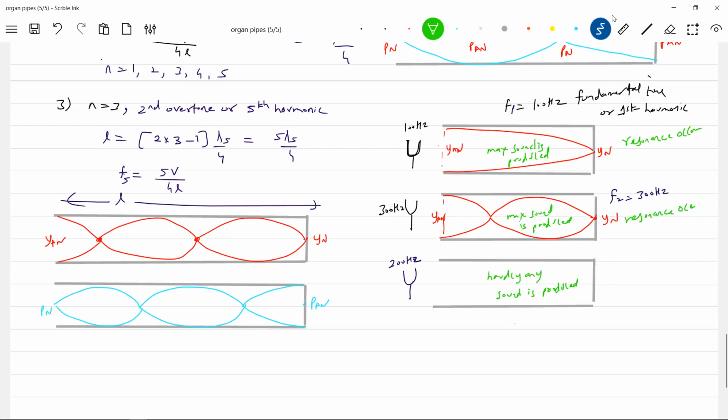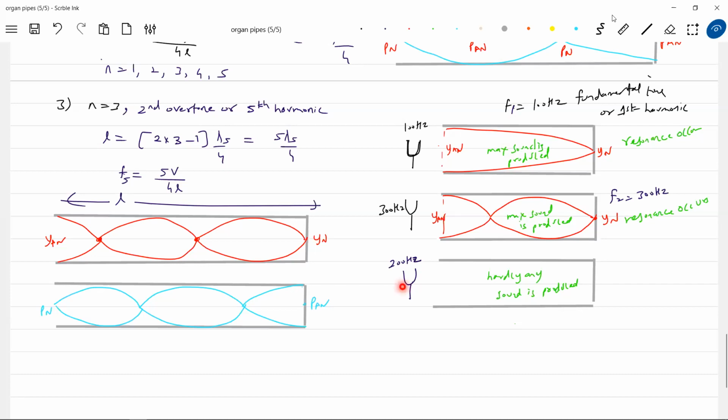So who will supply that energy? The tuning fork. There'll be maximum flow of energy. The tuning fork is vibrating, no? It will give that energy to the organ pipe. So there'll be maximum transfer of energy from the tuning fork to the organ pipe when the frequency of the tuning fork becomes equal to the resonant frequencies of the organ pipe.